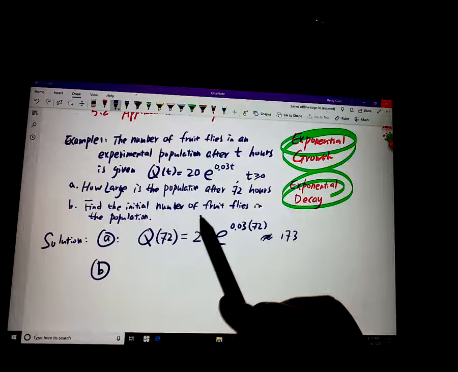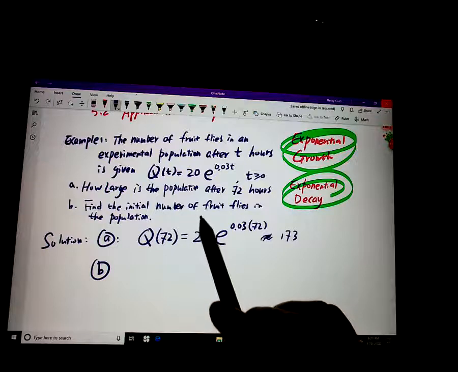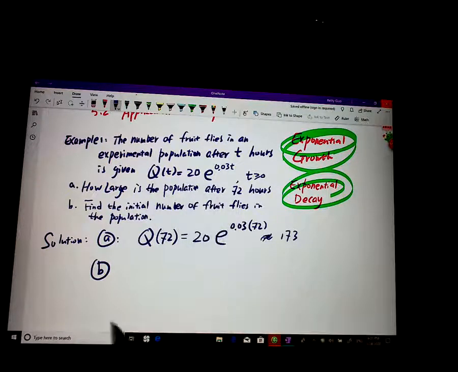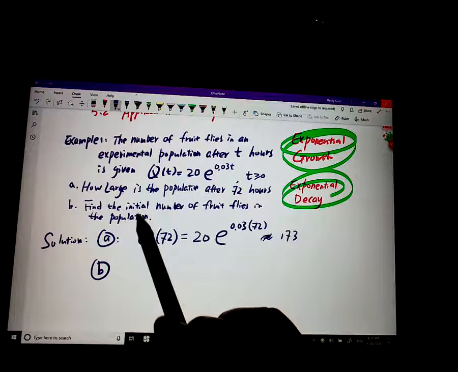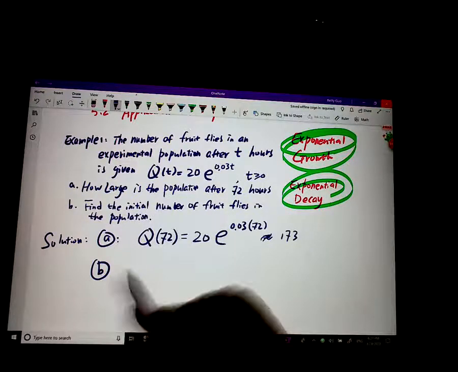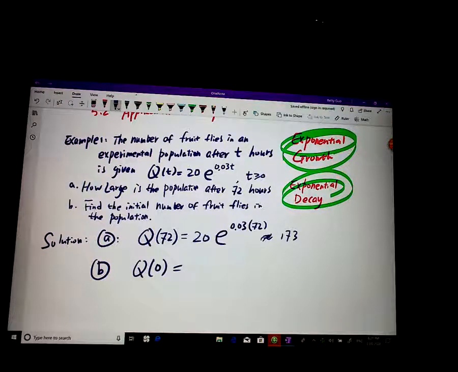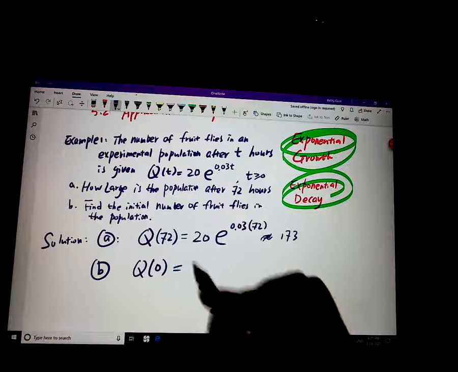Part B, find the initial number of fruit flies. So are we looking for time or are we looking for the population? Yes, we are looking for the population. Population corresponds to time equals what? How do you understand initial? Initial means t equals 0, right? So in part B, we are looking for Q sub 0. As the input equals 0, what's the corresponding output? Simple. Same thing.